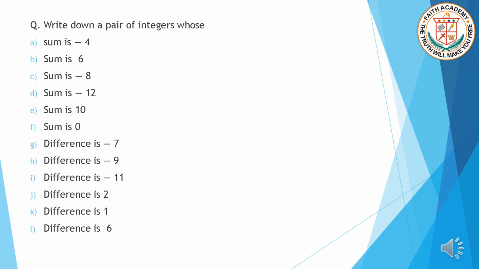What was closure property? Closure property says that whenever you are adding two integers, the sum should be an integer. And if you are subtracting two integers, then the difference should also be an integer. And if the sum and the difference is an integer, then we can say that closure property is satisfied. I hope, children, you have done C and D part, and I hope that you are starting with the E part.